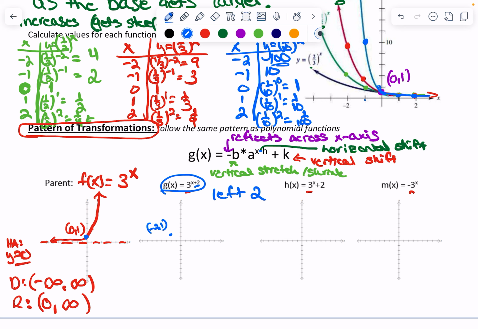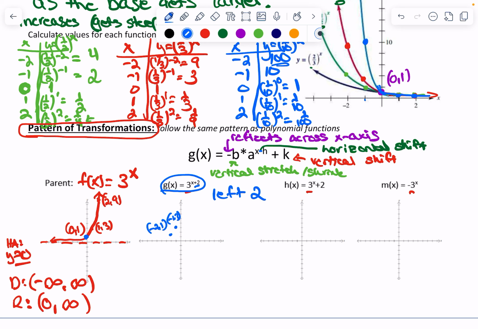And our next point here in this graph is 1, 3, and then we have our 2, 9. So we're shifting all those to the left. So the 1, 3 becomes negative 1 and 3. So negative 1 and 3 right here.